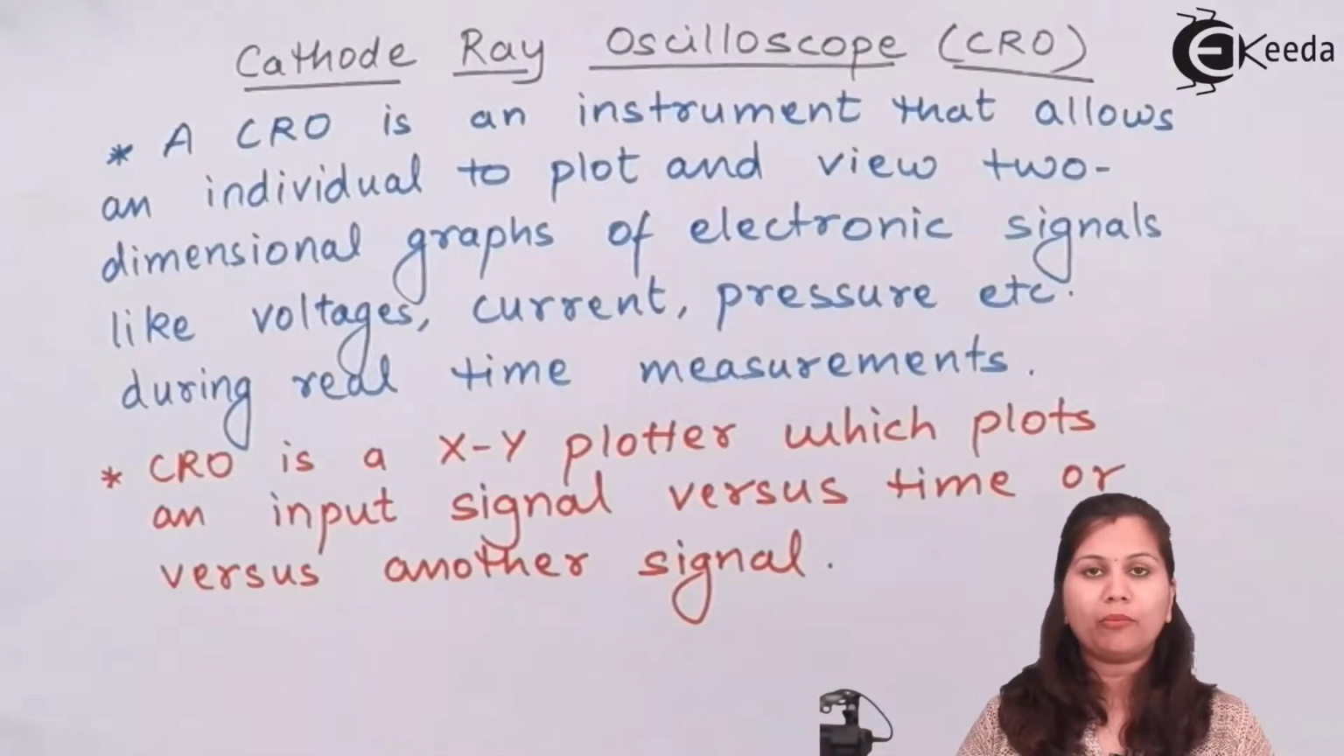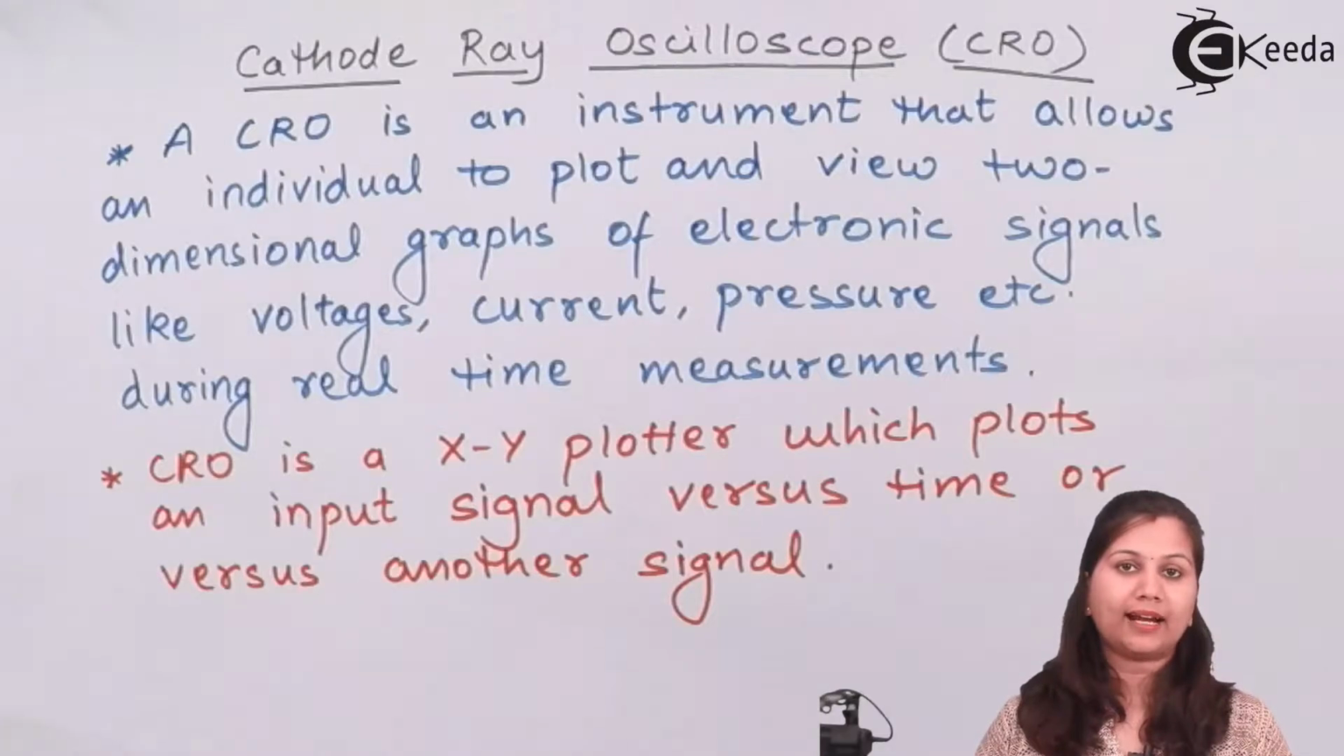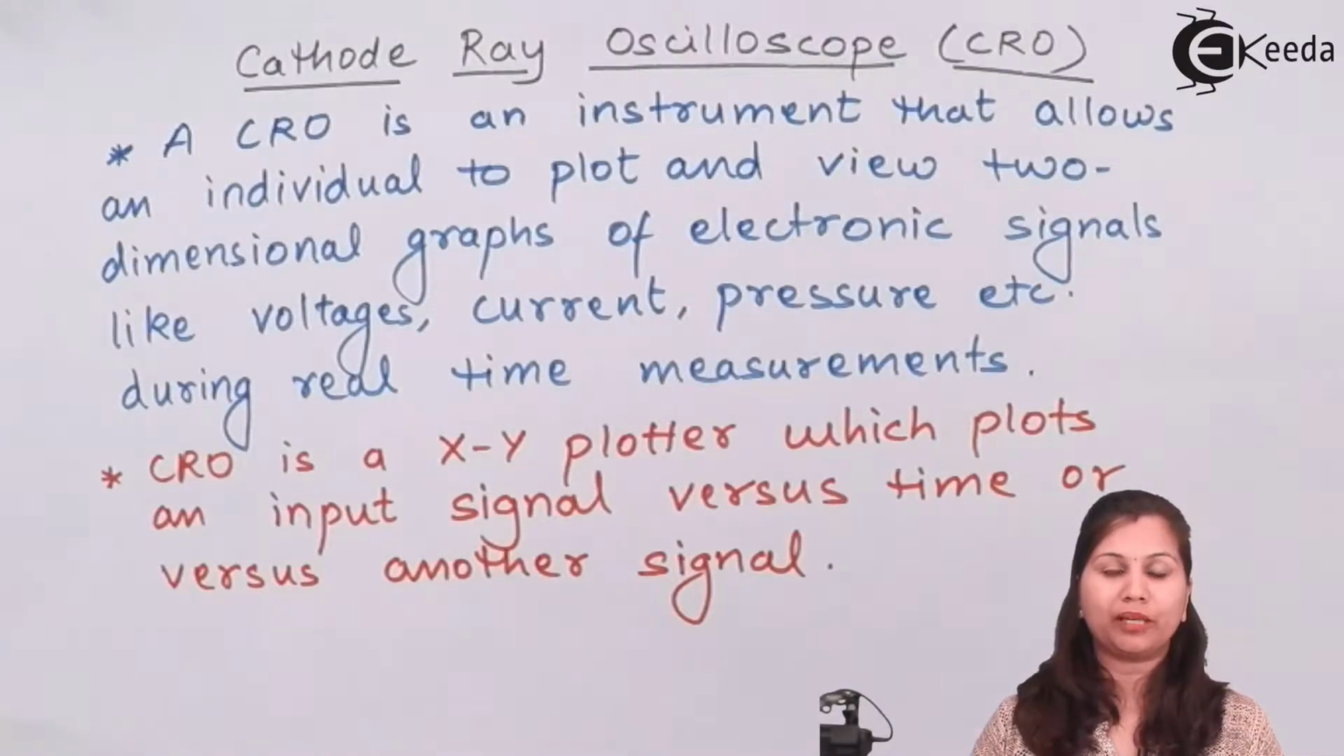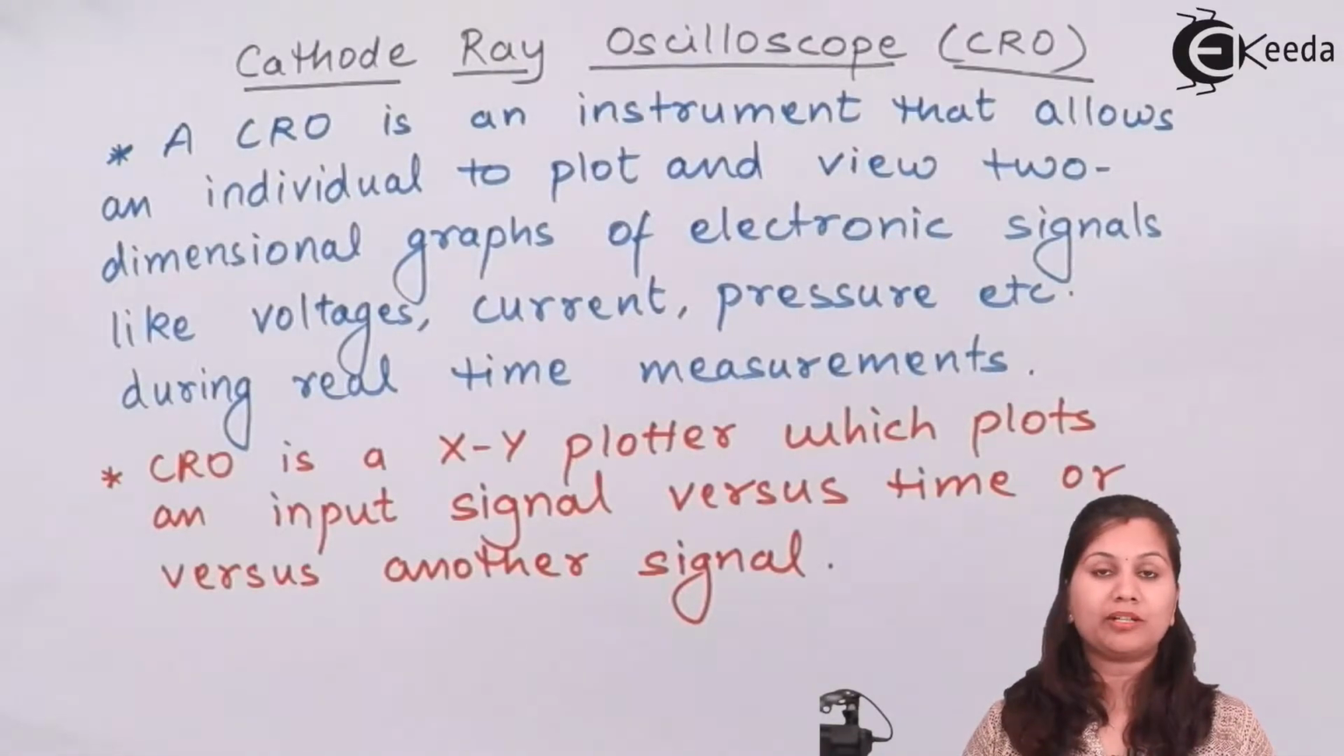When the waveform of an input signal is plotted on the CRO, it is displayed on the screen of the CRO. So we can analyze that waveform and do different types of measurements, like we can measure the amplitude, the frequency, the phase difference between two signals, the rise time, peak time, fall time. All these characteristics can be measured with the help of the CRO. So CRO is not only used for plotting and visualizing the waveforms, but also for measuring the different characteristics of the waveform.